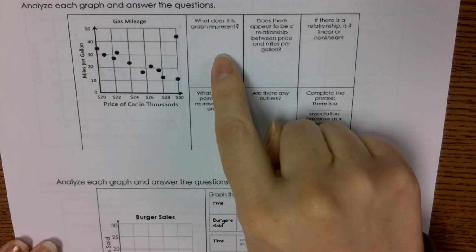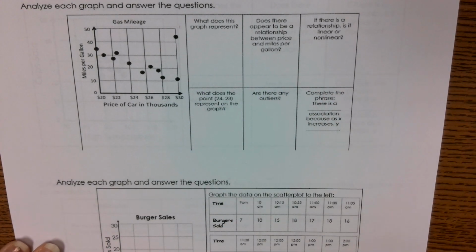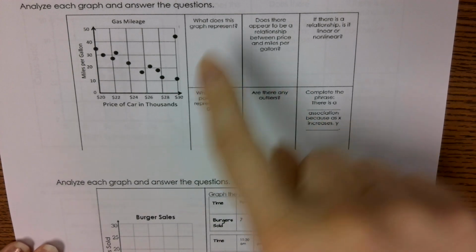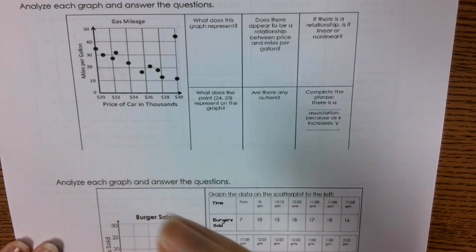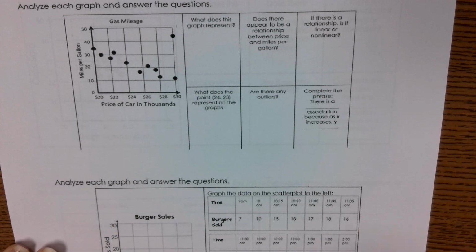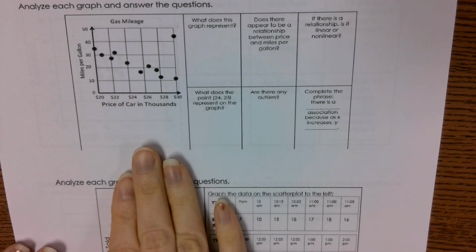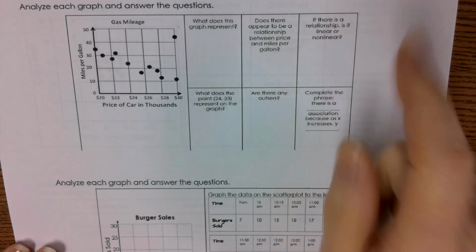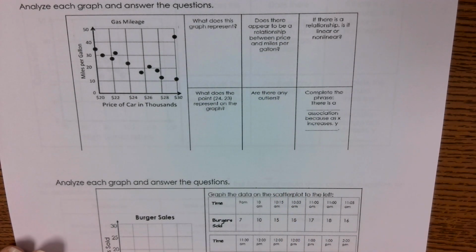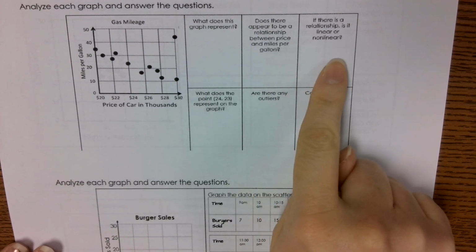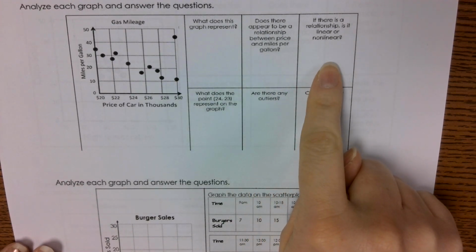So what does this graph represent? Basically, what kind of correlation is it? Is it a positive or a negative? Not that part. What does it represent? This one represents the gas mileage of a car compared to the pricing of a car. So it's comparing gas mileage and price of the car. Is there a relationship between the price and the gas mileage? So you're going to state what the relationship would be. Do you think the relationship is linear or non-linear?